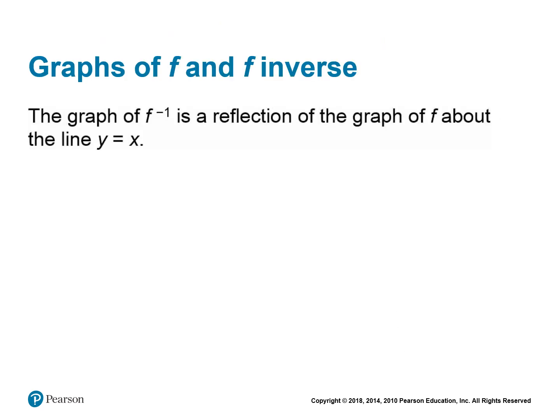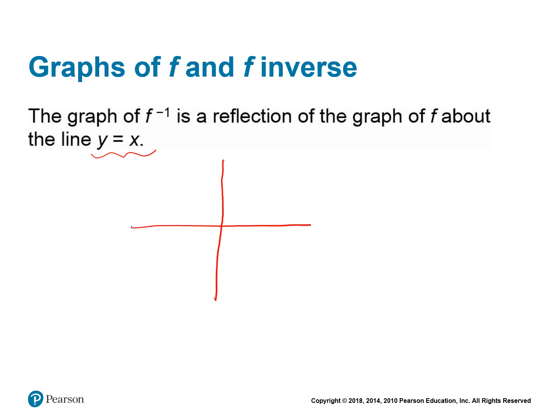Going into the graphs of f and f inverse. So how would the graphs of the original function and its inverse function look? It says here the graph of the inverse of f is a reflection of the graph of f about the line y equals x. In other words, what does this line y equals x look like?